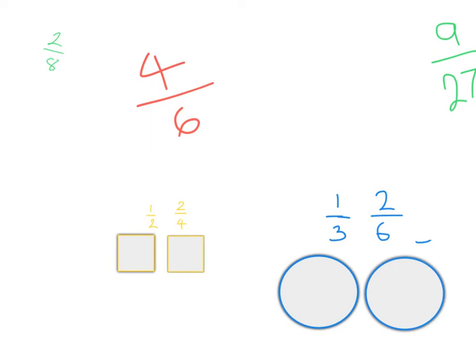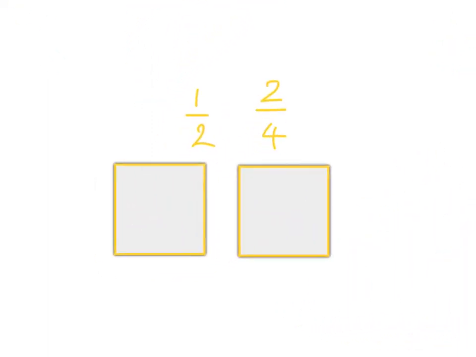Now, when I say that, I'm going to delve straight into understanding, and we're going to have a look at these squares right here. And these two things are equivalent fractions. We've got 1/2 and we've got 2/4. And I'm going to tell you that they equal each other. They are the same. I know they don't look the same, but I promise you they are.